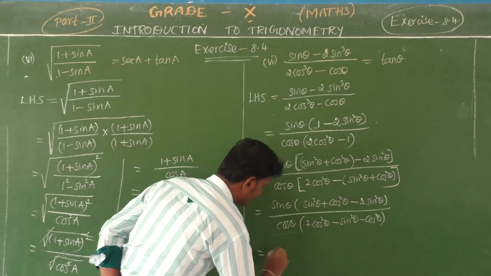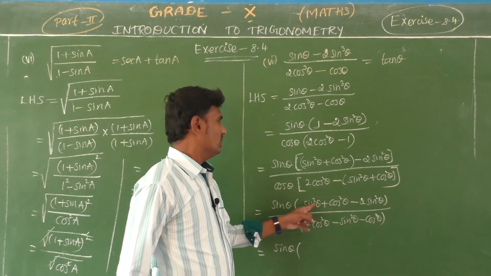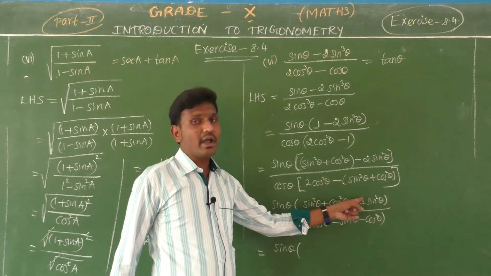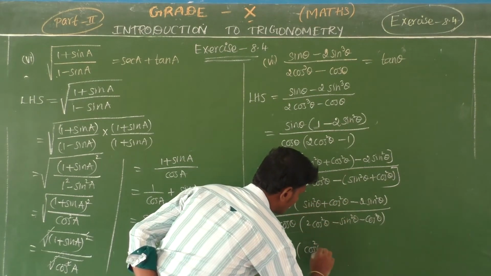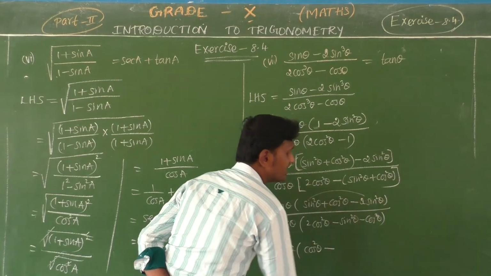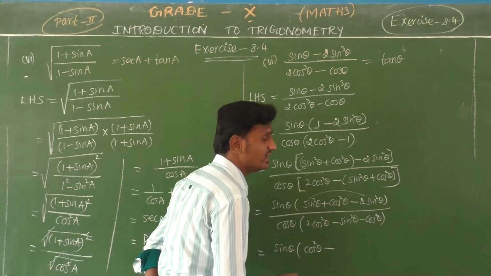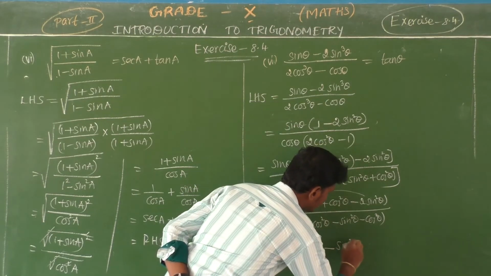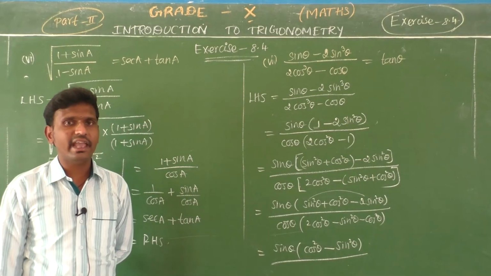It is very simple to simplify. See, in the numerator we have cos square theta, sin square theta there, minus 2 sin square theta. So first I am going to take the positive term, cos square theta. So 1 minus 2 is minus 1. So sin square theta minus 2 sin square theta will come as minus sin square theta, because you have the greater number in negative sign only.